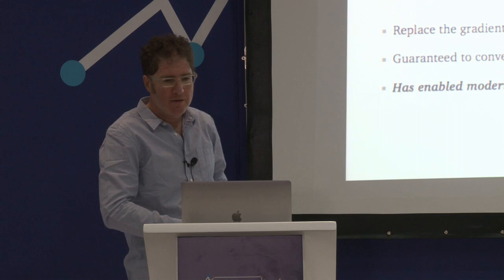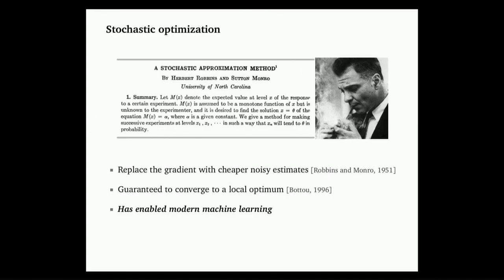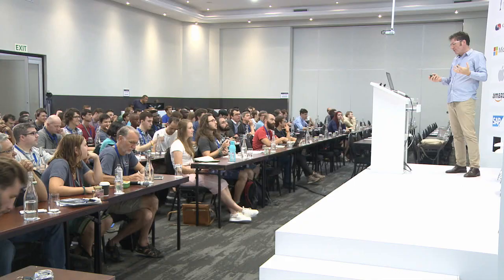Then we applauded Herb Robbins for all of his accomplishments. And remember now the drunk people, trying to get from Stellenbosch to Johannesburg, and everybody's drunk. That's stochastic optimization. Okay, so, you know, in the morning, can't talk about drunk people.